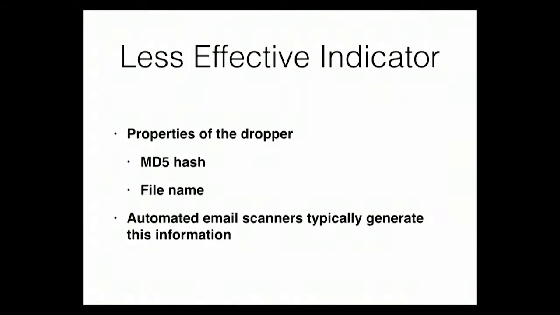Anyway, so less effective indicators are properties of the dropper, because the dropper doesn't even stay around long. The dropper is the original email thing, but that runs once and goes away, so analyzing that is not going to really find the infected machines. It's only going to find the ones that are freshly infected while you're scanning. This is, of course, what email scanners do, because they're trying to stop it before it reaches the machine, and that's a useful prevention technique, but it's not a way to detect what got through.